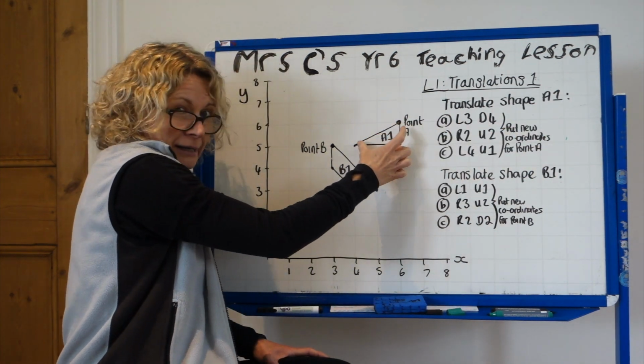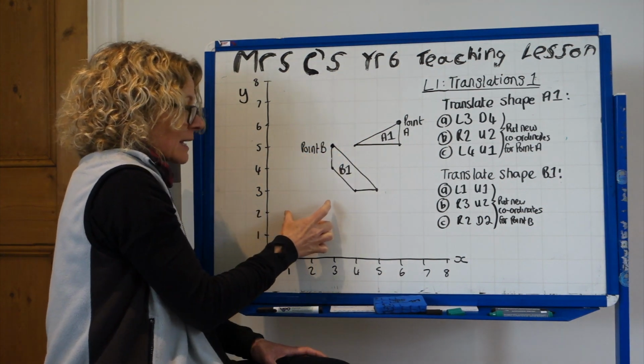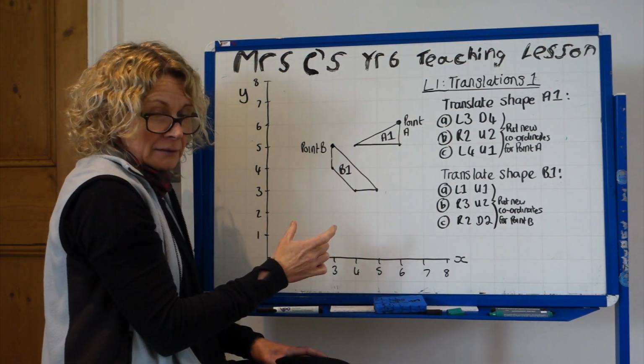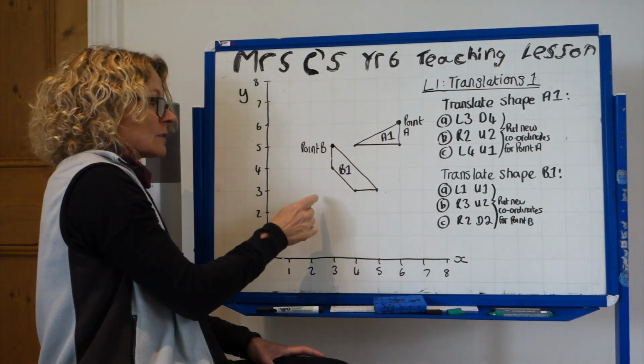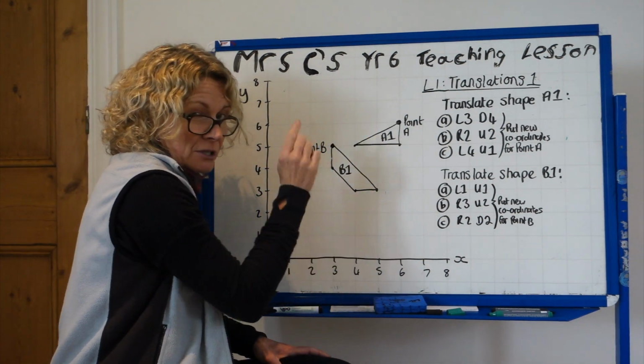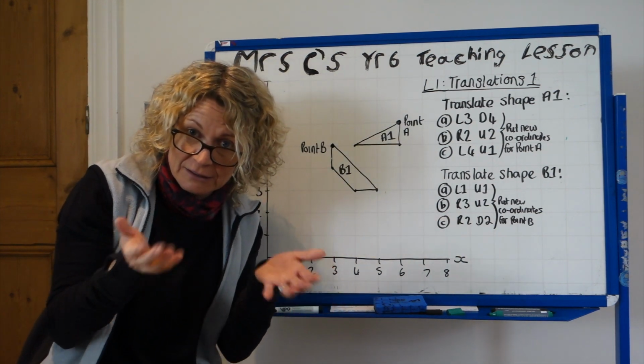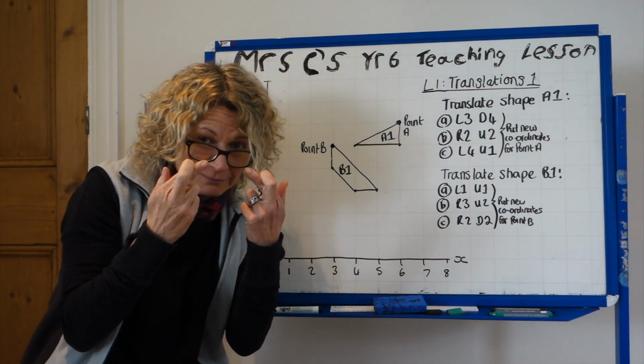So this little triangle A1 is going on a journey, that same triangle, okay? You can draw it in each of its new positions, but it's that triangle that moves, then moves from the new position again. Does that make sense? I hope so. Fingers crossed.